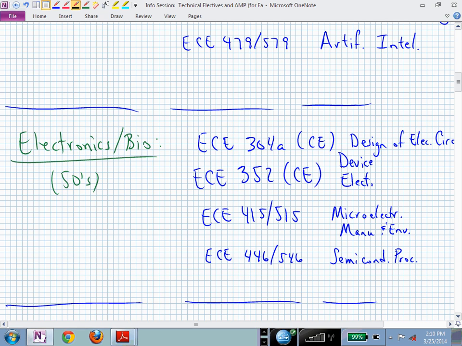Yes? 351C, the top two are actually follow-on. Well, 352 is not so much a follow-on, but I think it would be helpful to have already had 351C. The definite follow-on is ECE 304A. 304A, and isn't that logical? 352 is followed by 304?